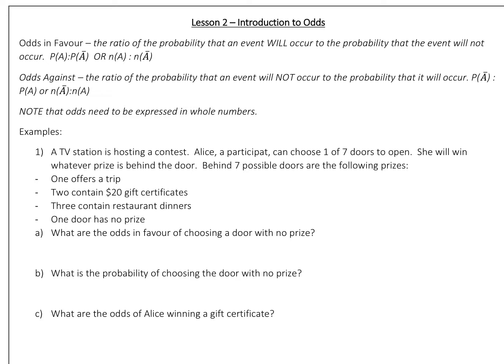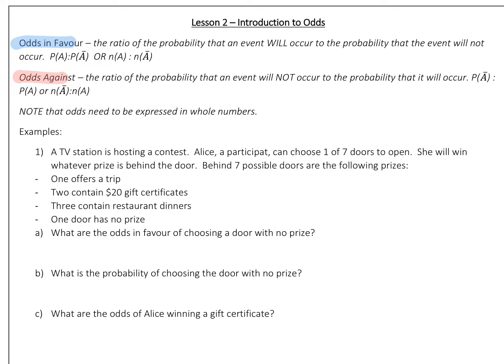So odds and probability are related to one another. Oftentimes we talk about odds like when we're gambling, like your chances of winning are 4 to 1 or something like that. So what odds are? We can have odds in favor of an event or odds against. The odds in favor mean the ratio of the probability that an event will occur to the probability that the event will not occur. So it's the probability of A to the probability of not A.